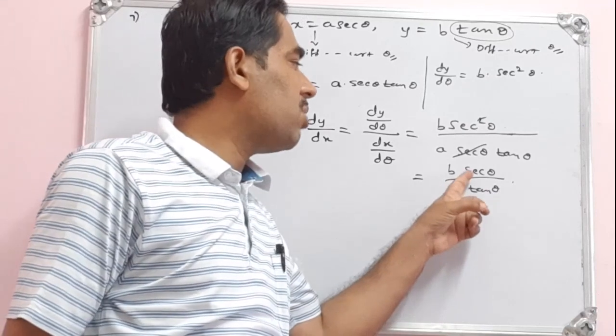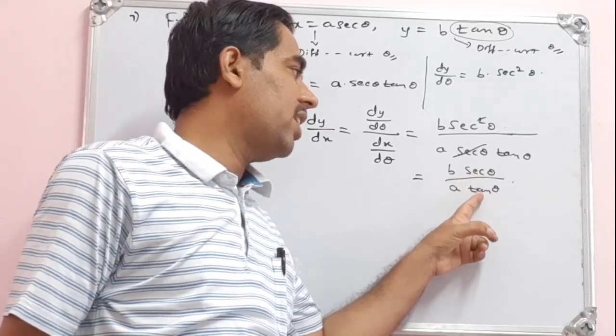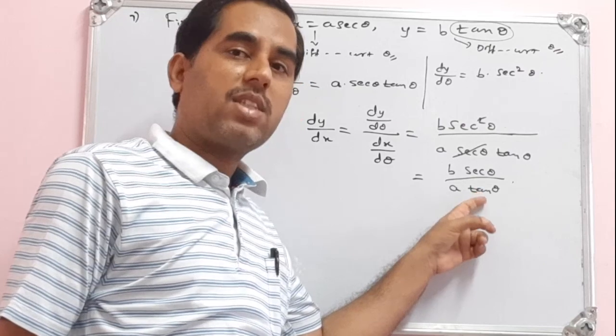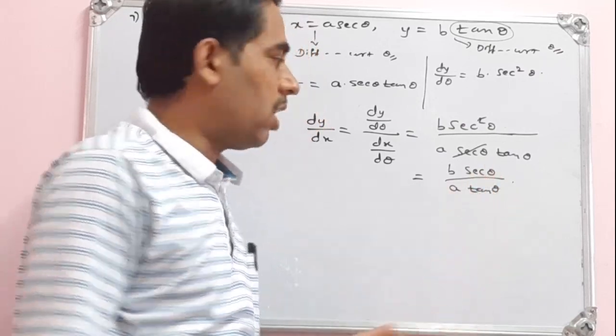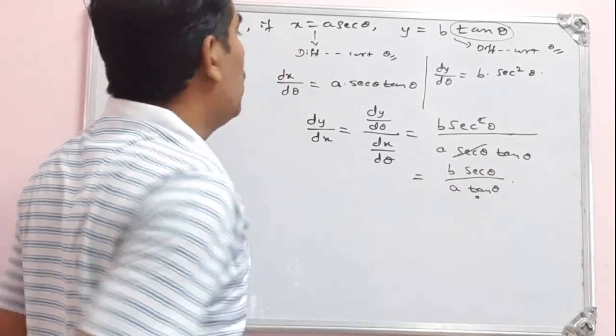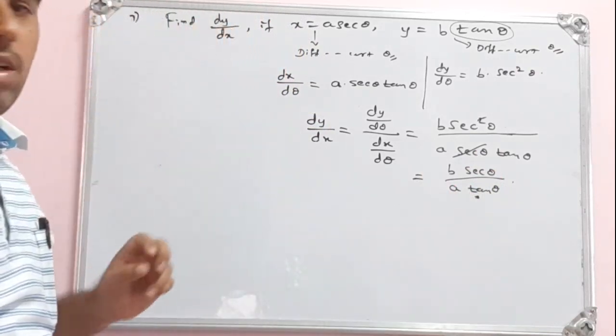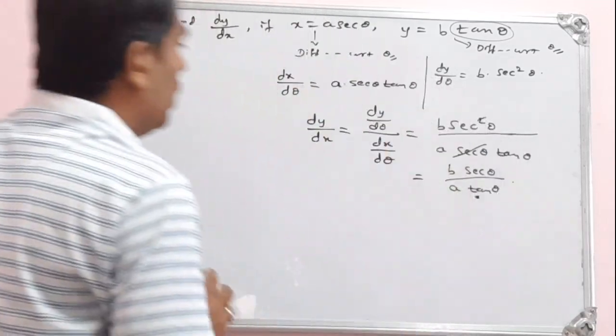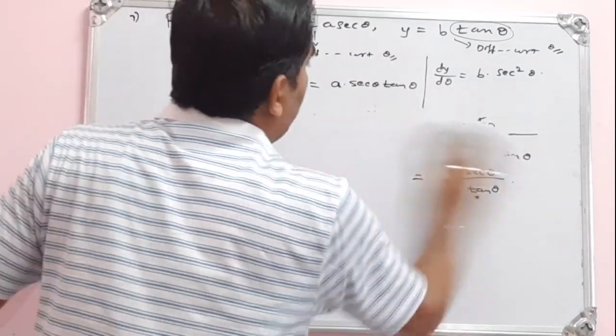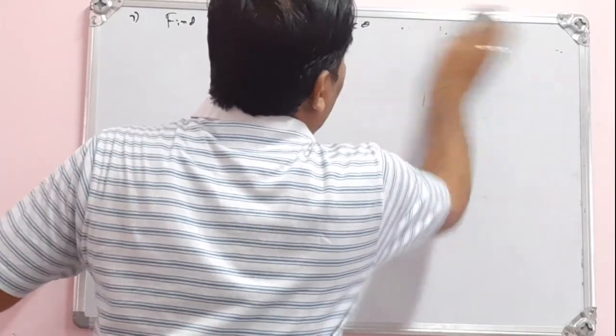Secant theta can be written as 1 by cos theta, and tan theta can be written as sin by cos. Then we can make the simplifications also. Otherwise we can stop at this step. It is for a 2 marks question, so let us write up to this step. In this way we can obtain the derivatives.